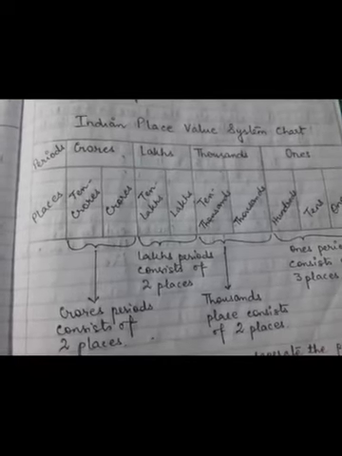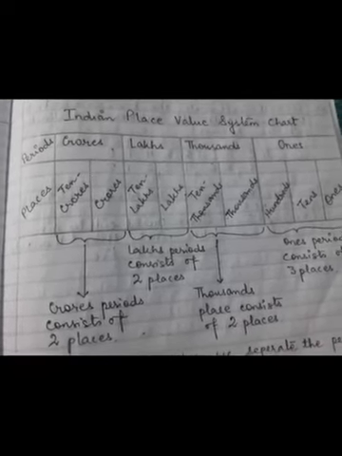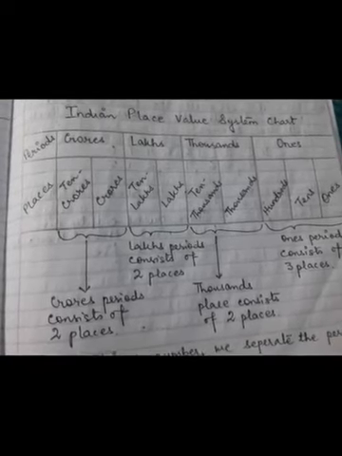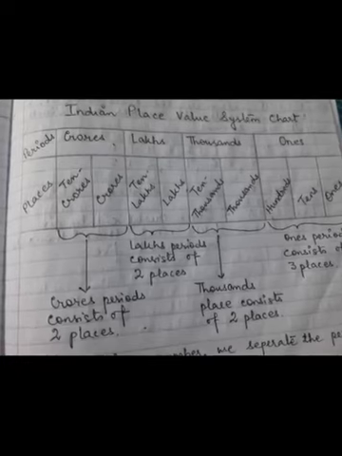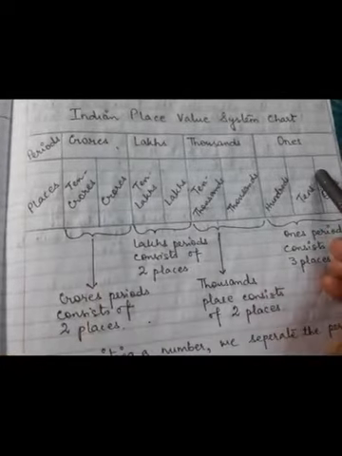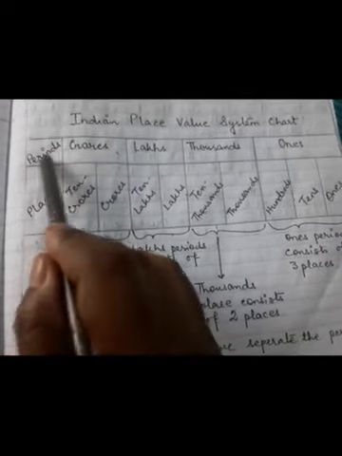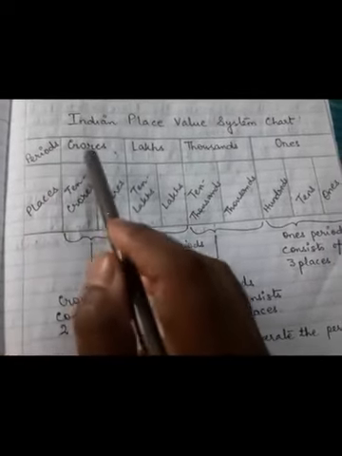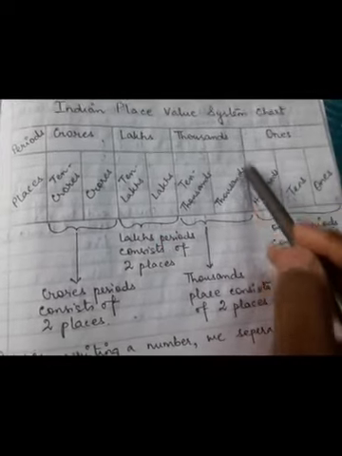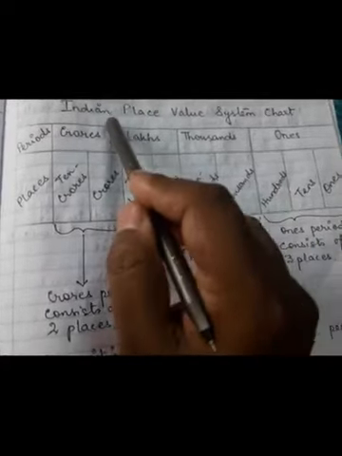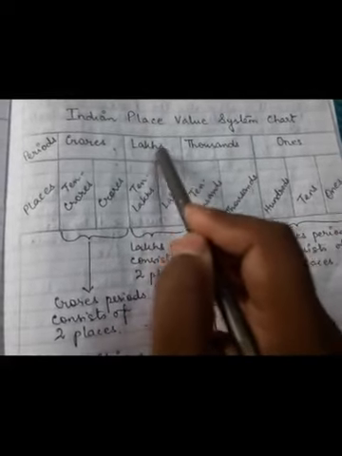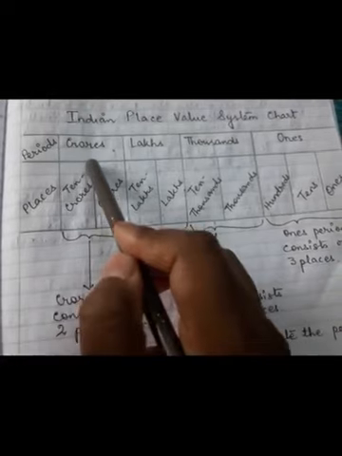So this is your Indian place value chart that we have done in our last class. I have also taught you how to make a place value system chart. So now you have to make these columns, where you have periods on the top: crores, lakhs, thousands and ones. You have to make a separate column for each: ones period, thousands period, lakhs period and crores period.